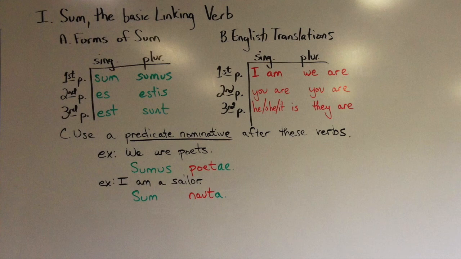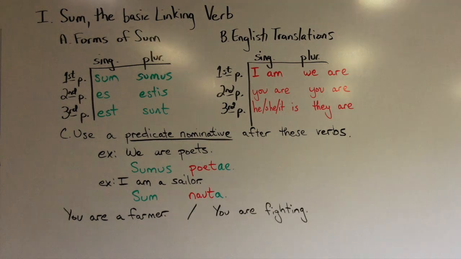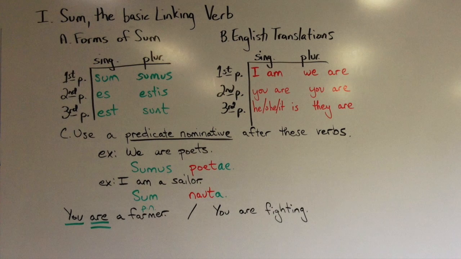Now remember, we'll only use sum, or any form of it, when it is acting as a linking verb rather than a helping verb. So only when it's all on its own. Let's take, for example, the following two sentences. You are a farmer, and you are fighting. In the first one, you is our subject, are is the verb, and farmer is a predicate nominative.